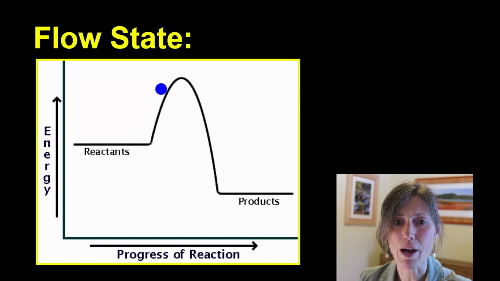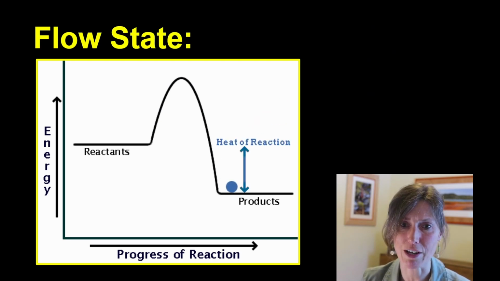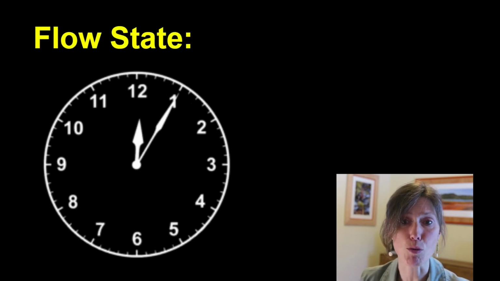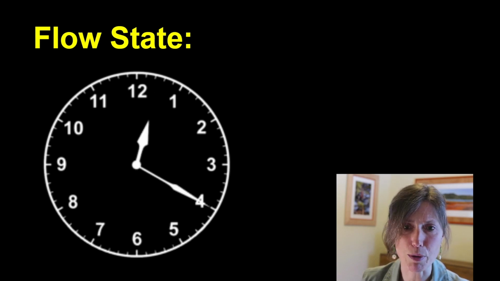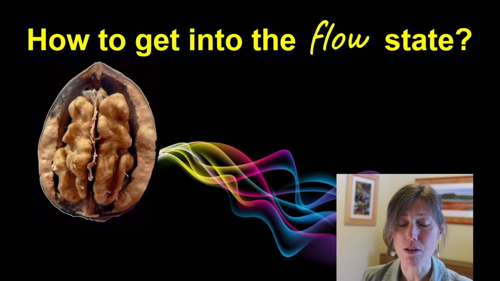Flow is often described as a peak experience, like a chemical reaction reaching activation energy at the top of the potential energy diagram. During this peak experience, a person has self-awareness, is fully absorbed in the present moment, and even loses sense of time. Better keep that analog clock in the classroom. If only we could reach this peak experience, this flow, in every lesson. But how can we at least up the chances of it happening? In other words, how can we get our students into the flow state?